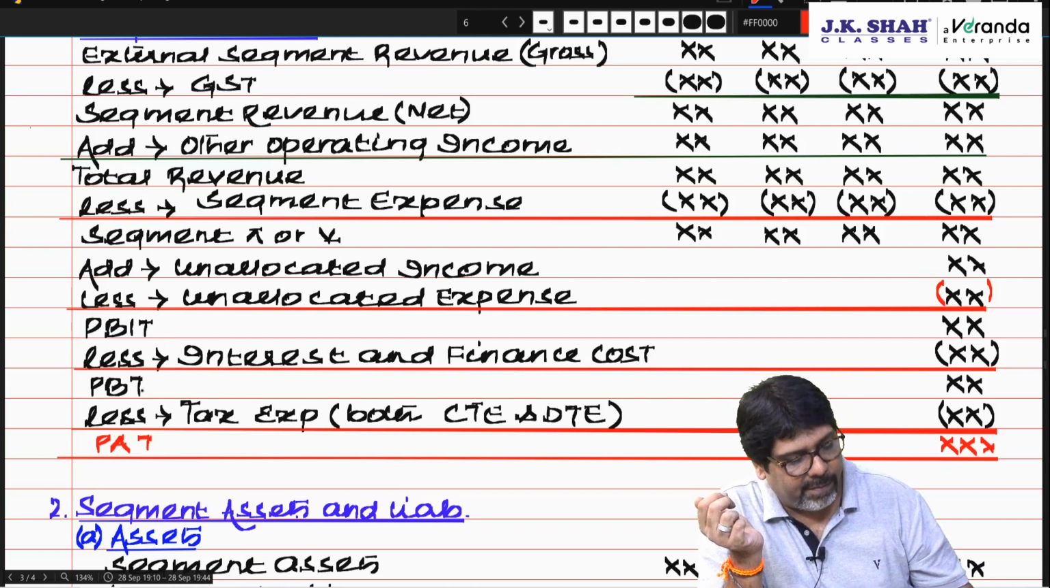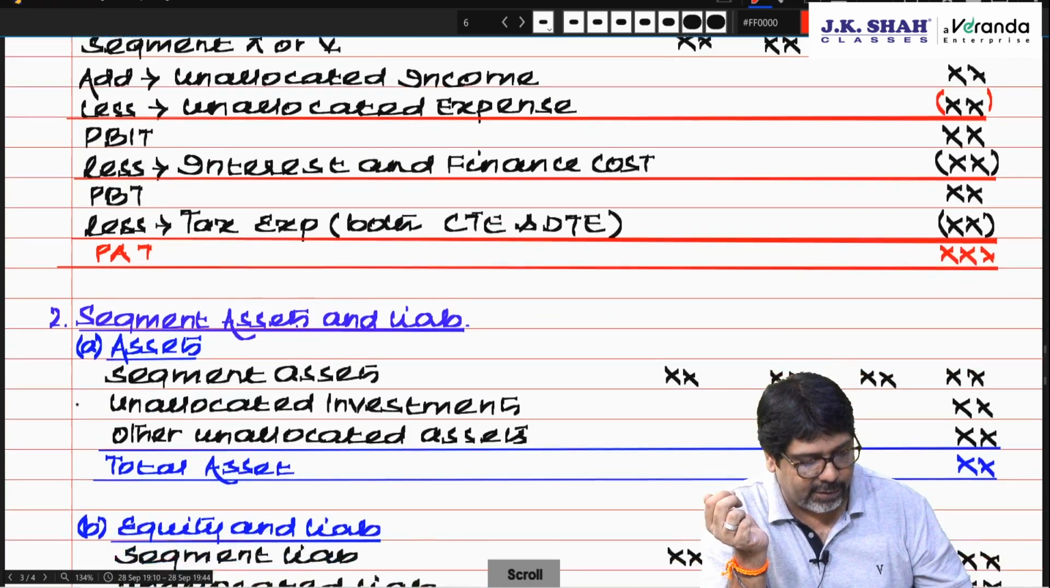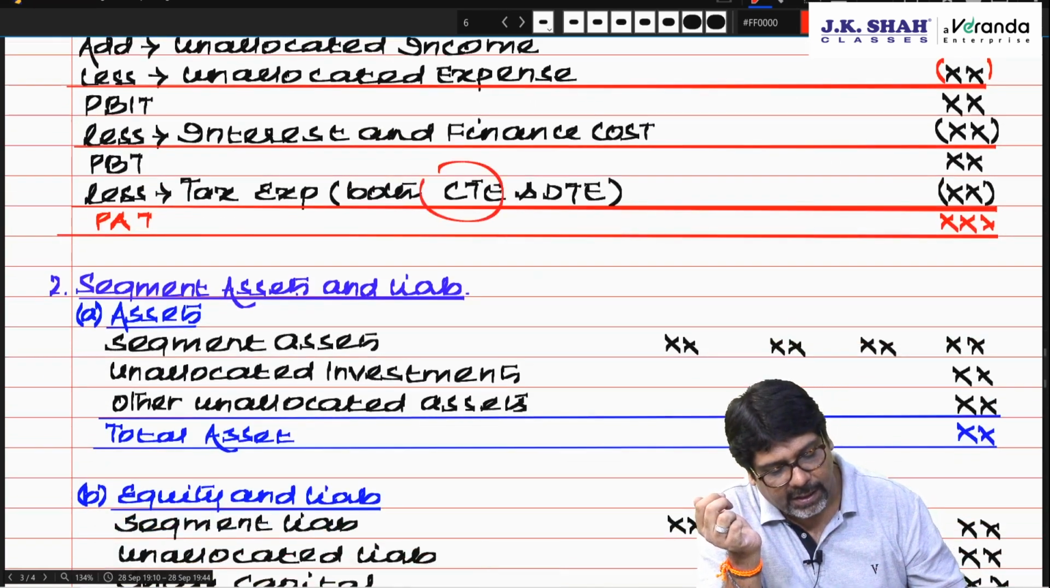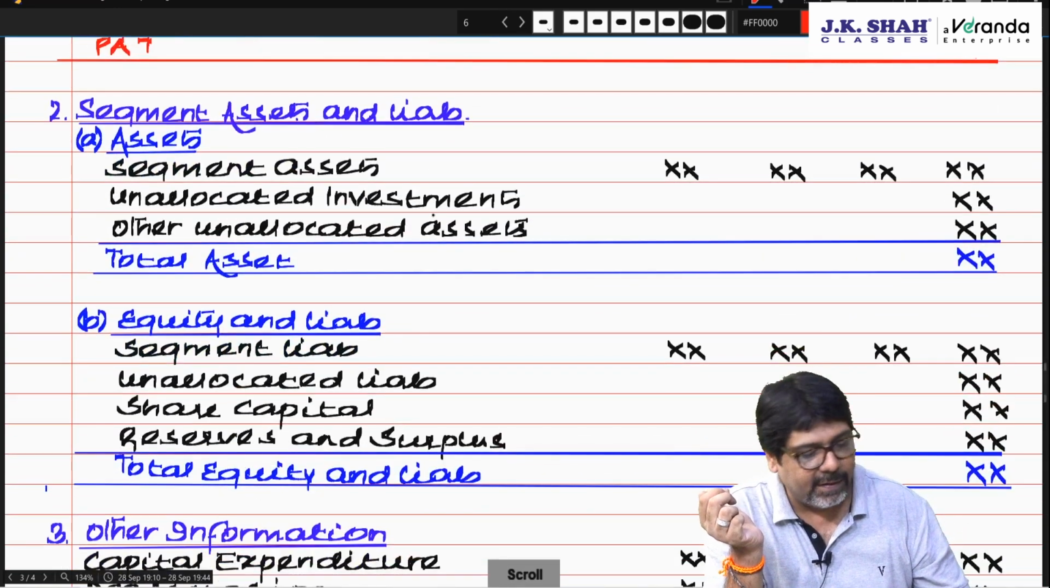That will give you profit before interest and tax, less interest and finance cost. That gives you profit before tax, less tax expense, gives you PAT. Tax expense means current tax expense and deferred tax expense.